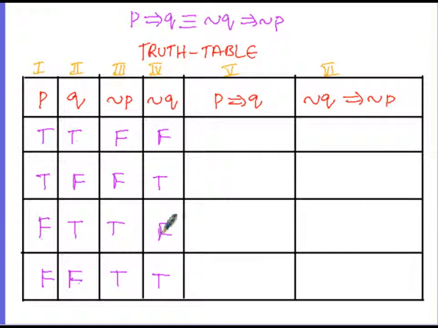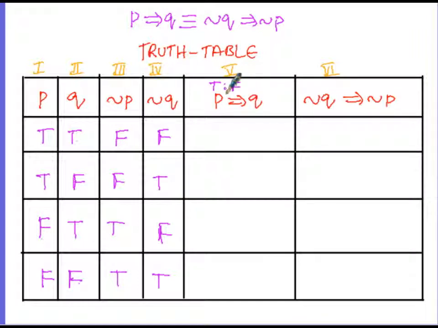Then now we have to find out P implies Q. In the case of a conditional statement or implication, the condition of this implication is that a true statement does not imply a false statement.